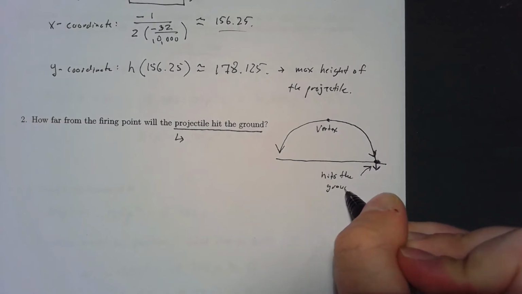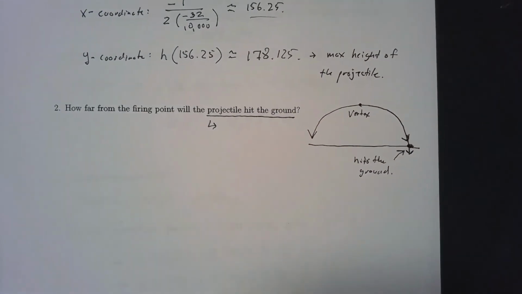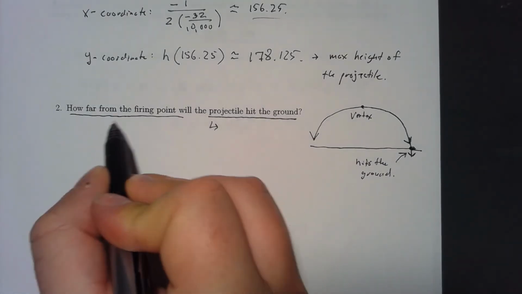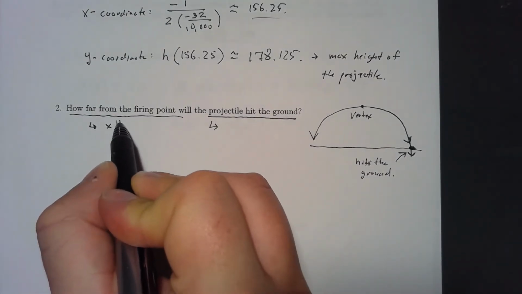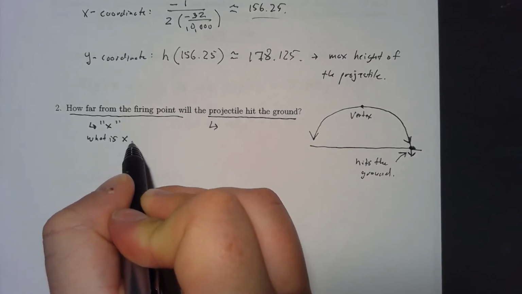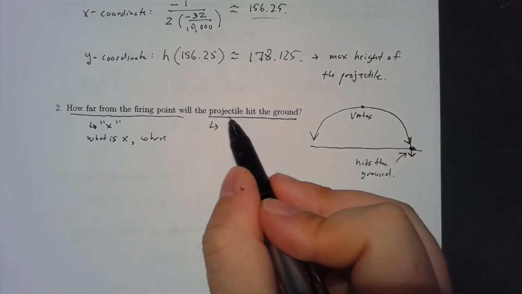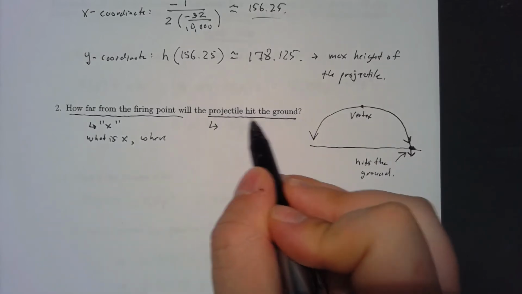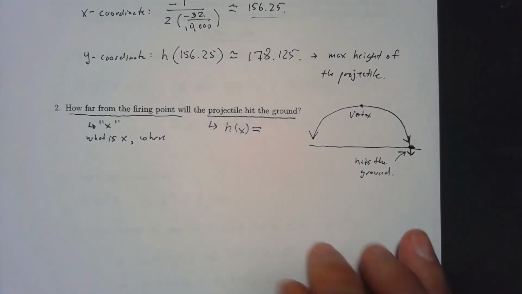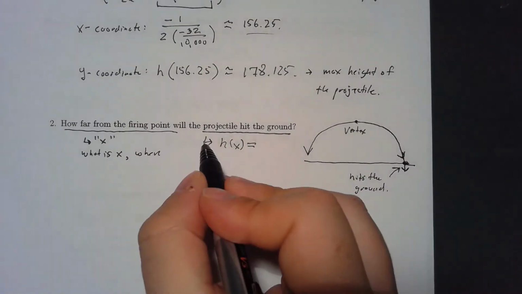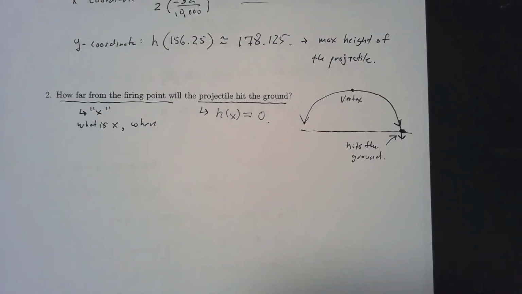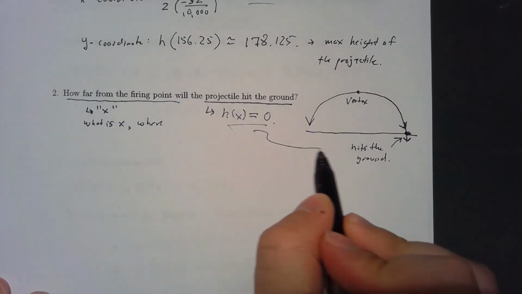So how do I answer this question? Well, how far from the firing point? That right there is talking about the value of x. So they're saying, what is x when the projectile hits the ground? So that's talking about h of x. Well, what's the value of h of x when my projectile hits the ground? h of x measures height. So if it hits the ground, then the height is 0, right? That's when it hits the ground.